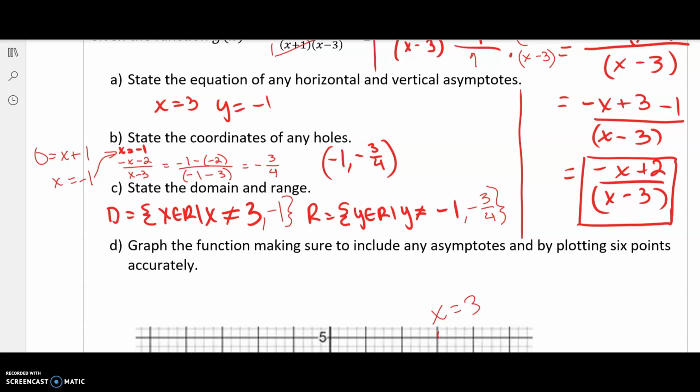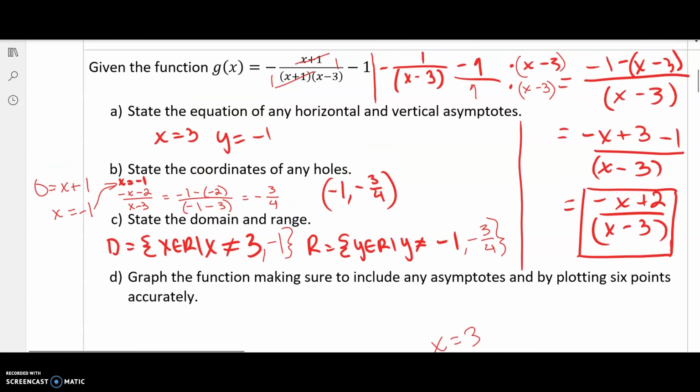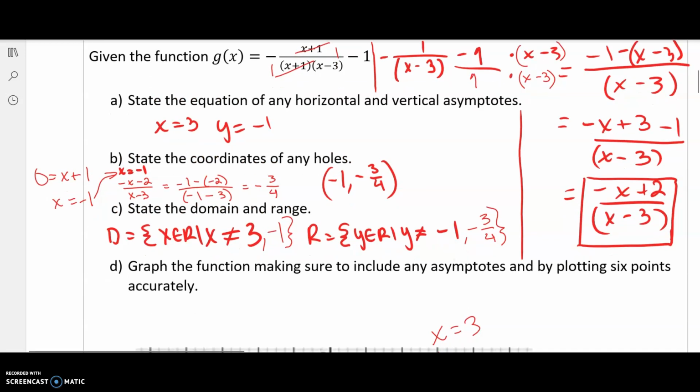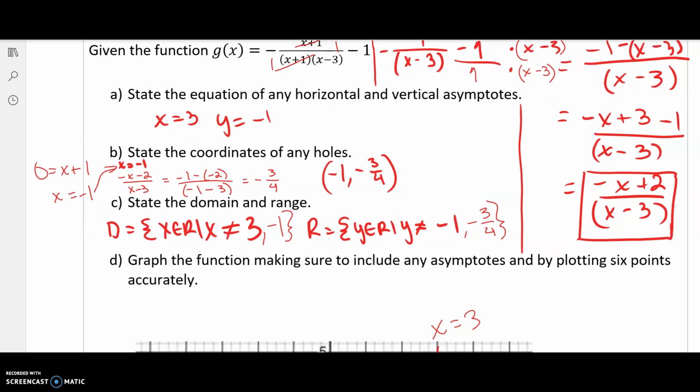And then the domain and range. We know that for the domain, x cannot be equal to 3 or negative 1 because of the original function, right? We can't have that equal to 0. So it's going to be 3, and also because of the vertical asymptote of x equals 3. And then we have the negative 1 here because it is where the hole is, so x cannot be negative 1. And then for the range, we have y cannot be negative 1 because of the horizontal asymptote, and y cannot be negative 3 over 4 because of the hole right here.